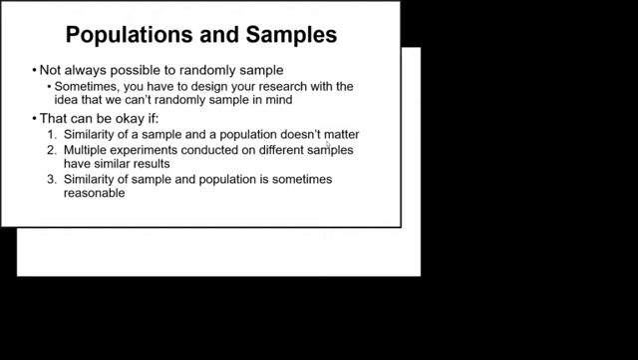Then the last one is sometimes the similarity of a sample and population is just reasonable. So maybe you're studying something about gross brain anatomy. You just care about the shape of a structure or something like that. And from other studies, we know that most human brains are fairly similar, not a big deal. So finding a human brain is sufficient. I don't need more than that. I don't need to find a random sampling of all humans. The closest 10 humans will be sufficient for me to show that this thing is in this place. So that's another way that it can be okay.